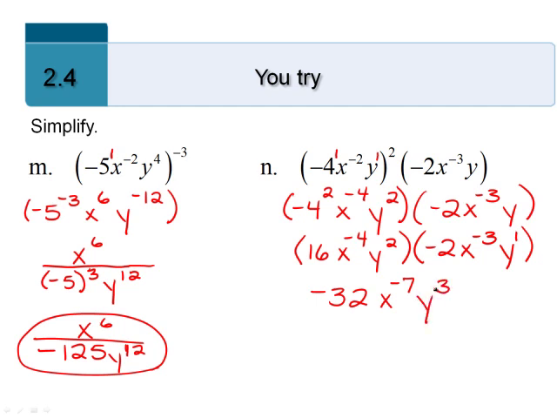Okay, now look at your exponents there. The only one with a negative exponent is the x. So that's the only term that needs to move. Okay, that's the only thing you need to simplify. Negative 32 stays on top with the y to the third, and just the x goes to the bottom, x to the 7th. And that is your answer there.